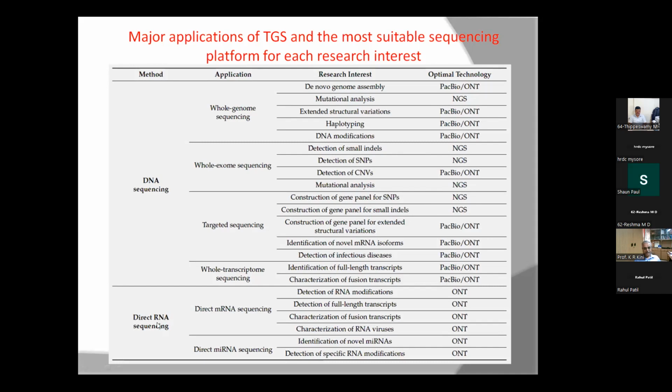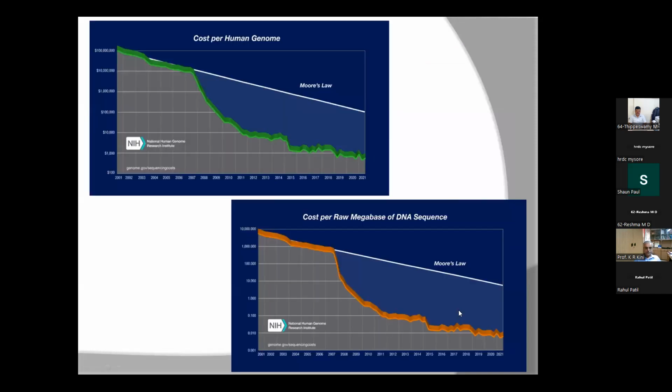For direct RNA sequencing, it is currently only ONT, because you don't use any enzymes, polymerase, or label. You directly pass the molecule, DNA or RNA, through the pore and then they detect. So Oxford Nanopore is the preferred technology.